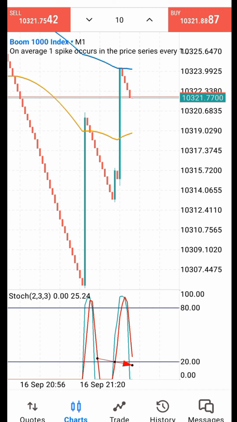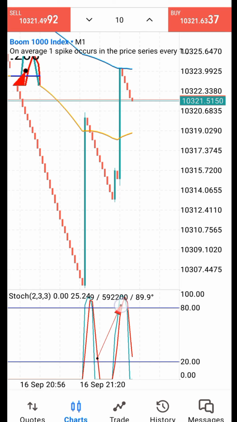You understand? One good thing about this strategy is that trend doesn't affect it. You understand? Once you see the signal, it's safe. You understand? Spike can never catch you in boom and crash market. You understand? The good thing about this strategy is that you don't have to stay long in the market before you make money. So it is best for scalping.